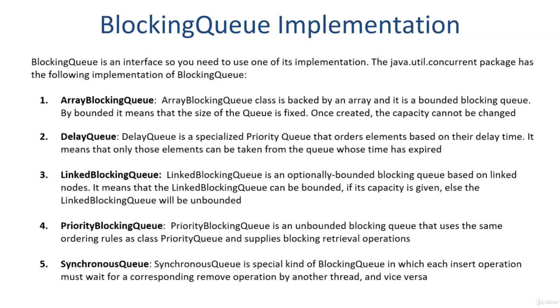And the fifth one is SynchronousQueue. SynchronousQueue is a special kind of blocking queue in which each insert operation must wait for a corresponding remove operation by another thread and vice versa. So we'll be looking at implementation examples of each of these types of queue in the next sections.